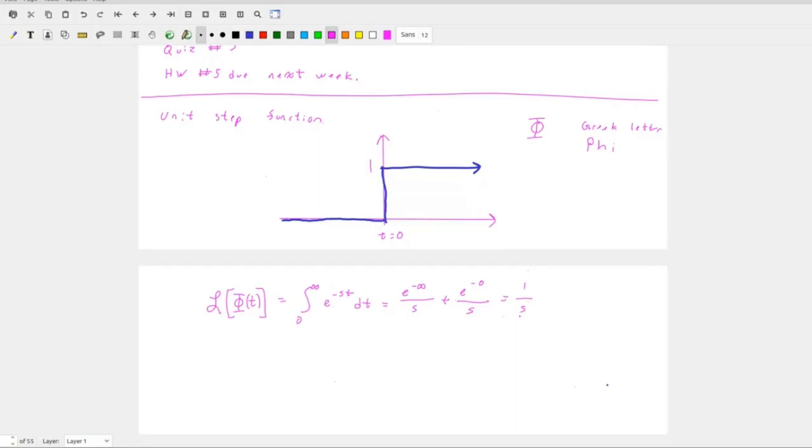Should the first term be negative? Negative e to the negative infinity. Yes, correct. Thank you. What are the integral terms again? The 0 to infinity? Yeah.